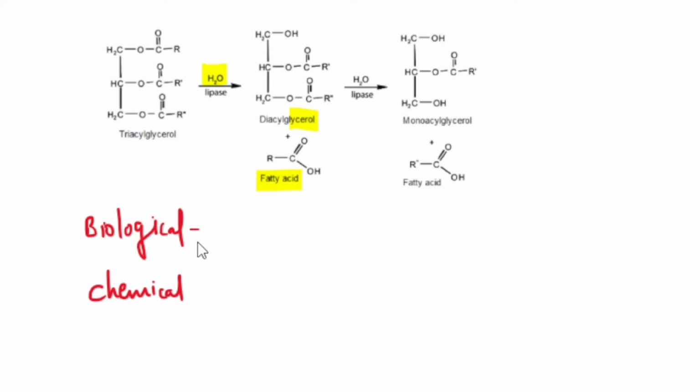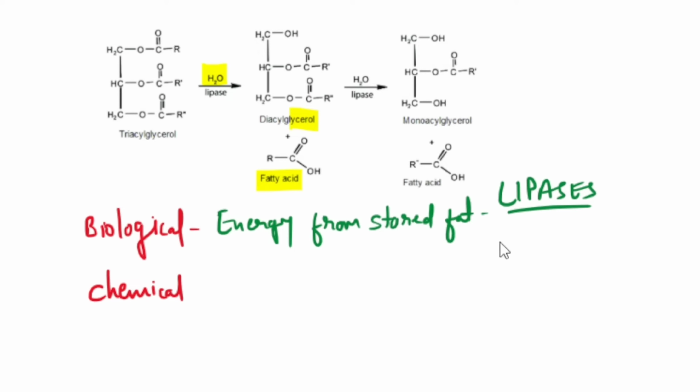First we'll see biological hydrolysis. In living organisms, hydrolysis of triacylglycerol is an essential process for obtaining energy from stored fats. It takes place in the digestive system and adipose tissue. Lipases break down triacylglycerol molecules at the ester linkage, releasing fatty acids. The fatty acids are then absorbed into the bloodstream and transported to cells where they can be used for energy production.